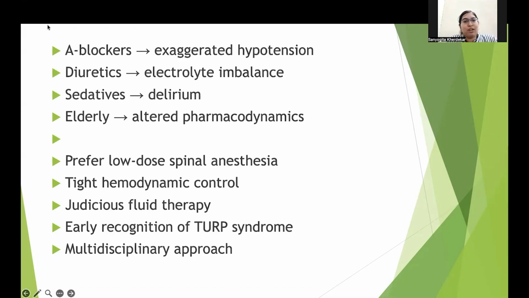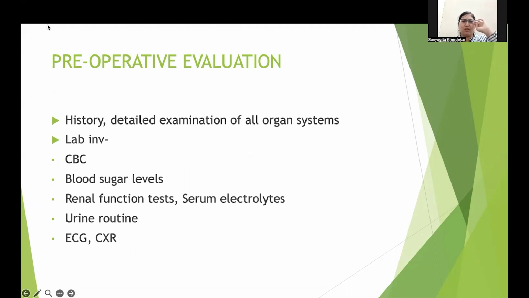So it is good to prefer a low dose spinal anesthesia and have tight hemodynamic control. Fluid therapy, again, aggressive preloading is not really required. And again, as I said, a multidisciplinary approach, where the cardiologists and urologists communicate beforehand. These are all the regular pre-op evaluations, and all the other things that I mentioned before, the other symptoms, also need to be taken into consideration.